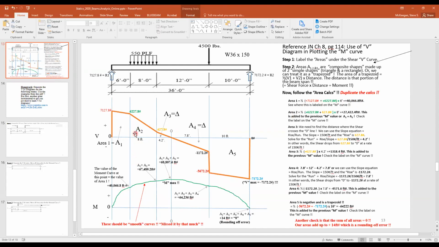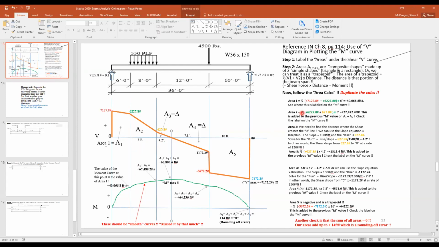Then we analyze the next portion of the span. This is area 2. Its shape is a trapezoid. The two shear values on the trapezoid are 6227.8 pounds and 627.8 pounds. Those are the two values of shear, and we want to take their average. That's similar to what you've seen with the trapezoid. You have to calculate the area of a trapezoid.